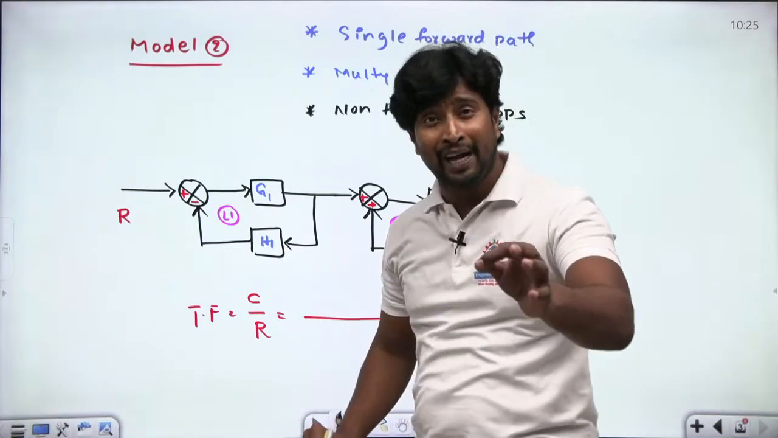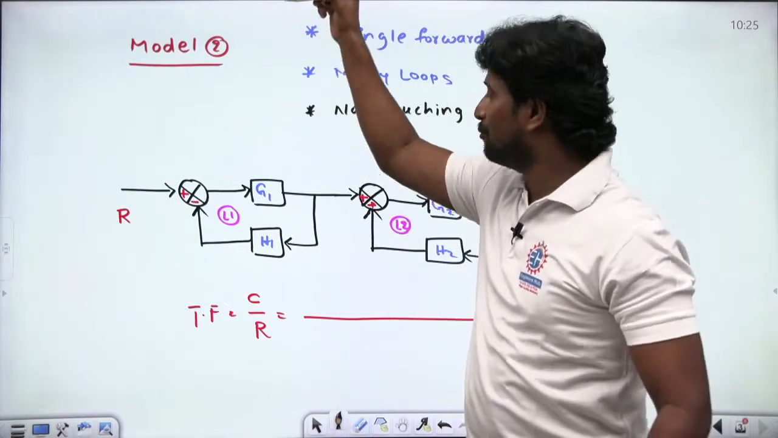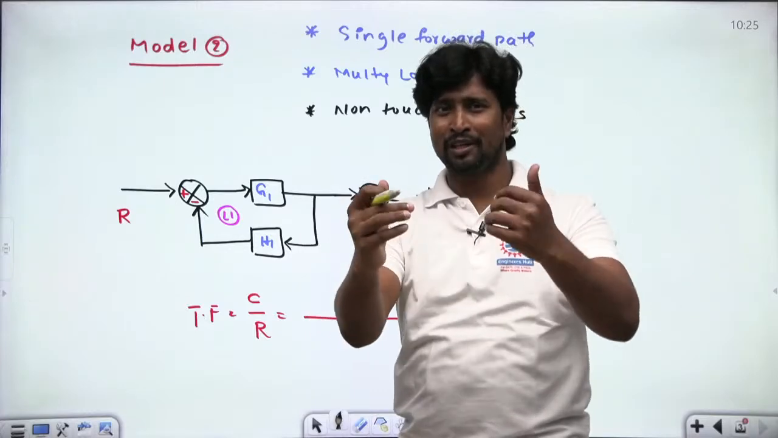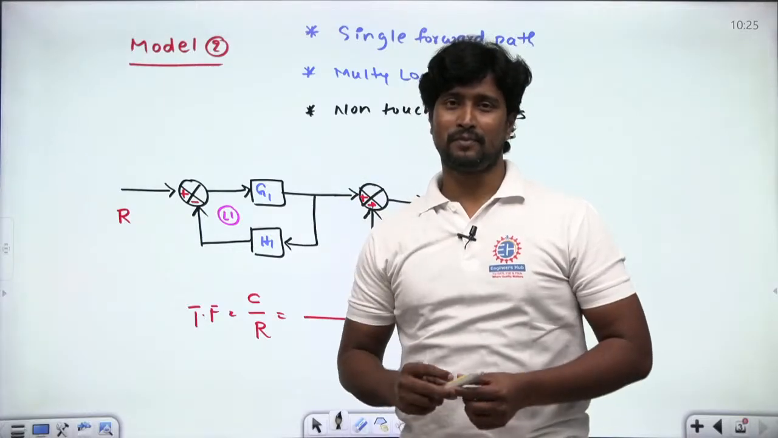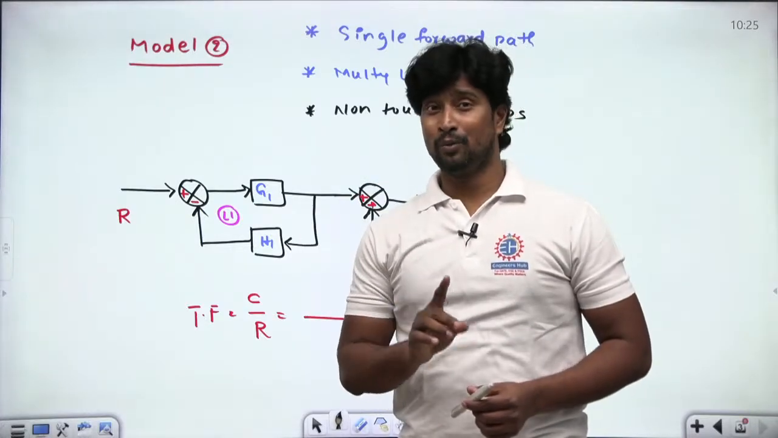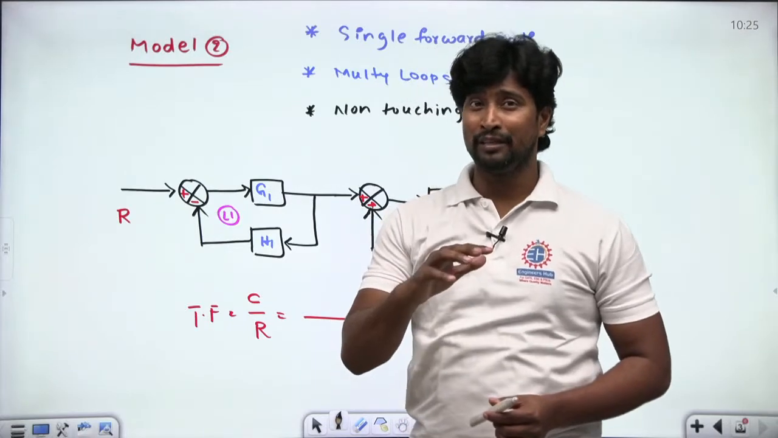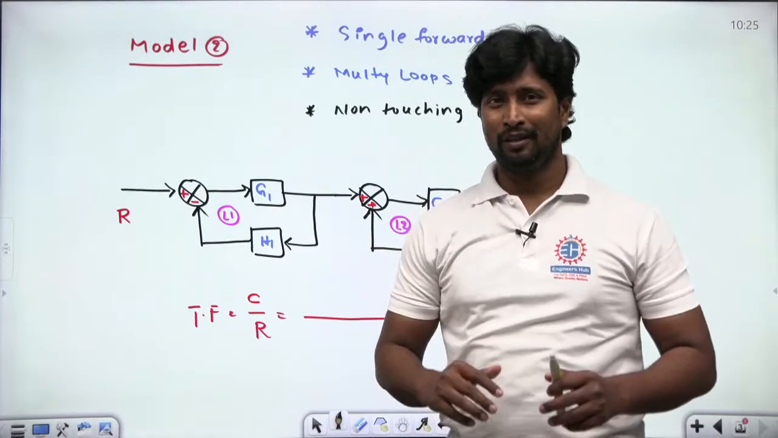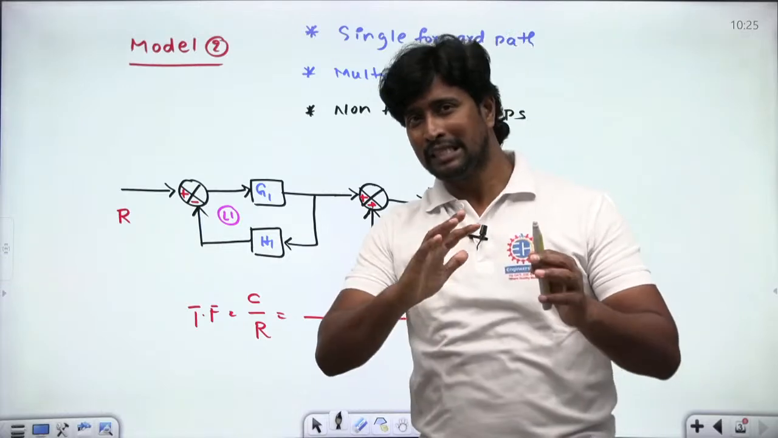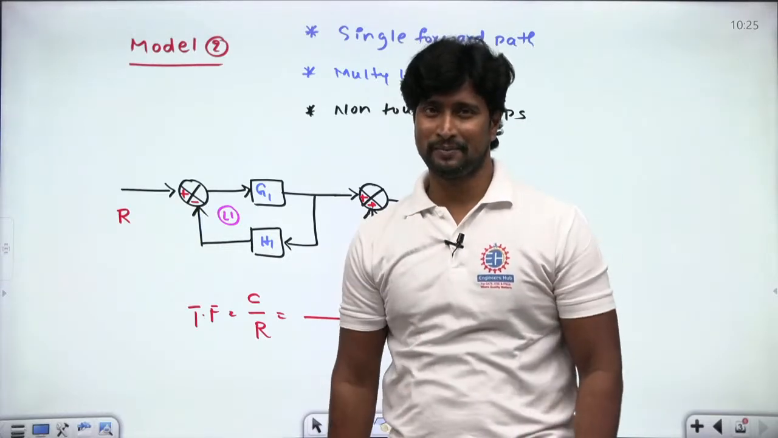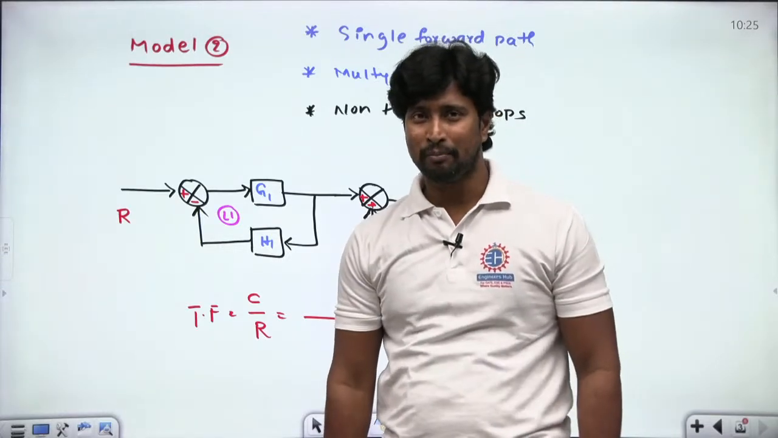If non-touching loops are present, how to handle them, I would like to introduce in model number two. That is the main aim of introducing model number two. Are you clear? In model number one, I introduced how to trace touching loops. Now I would like to introduce how to trace if non-touching loops are present. Got it?